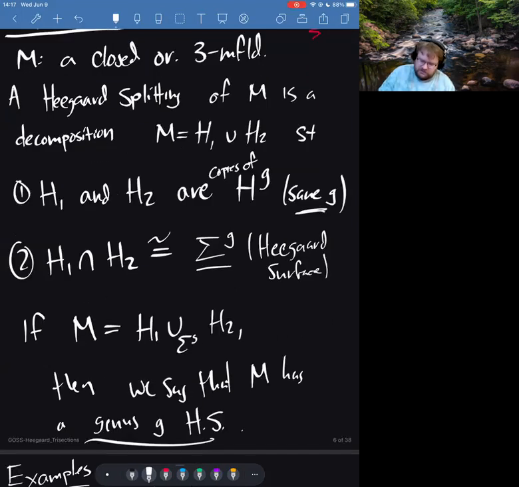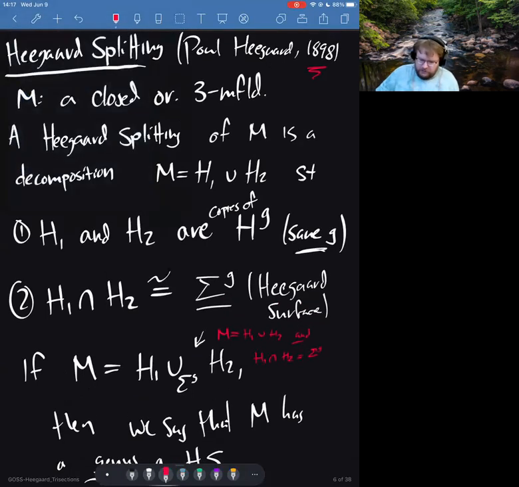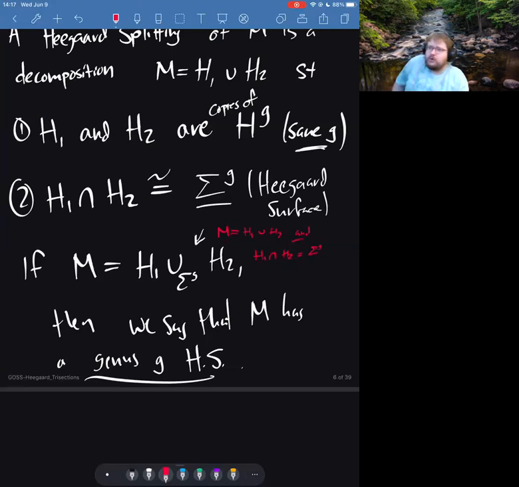So if we write M is equal to H1 union over sigma H2, then we say that M has a genus g Heegaard splitting. And this little notation means, I should write this in a different color, we can write this as M is H1 union H2 and H1 intersect H2 is equal to sigma sub g. So that's what that little notation means in this talk. Normally, of course, it means there's an adjunction, and that's technically true. It's just a trivial adjunction because we're identifying everything with the identity map. So I want to give a pictorial definition of what a Heegaard splitting looks like before I give actual examples.